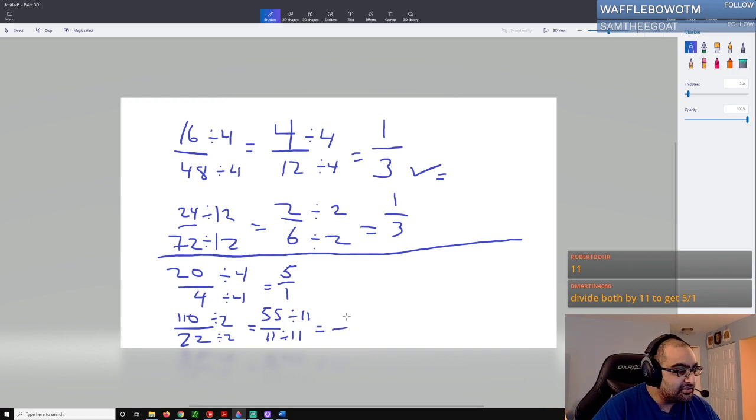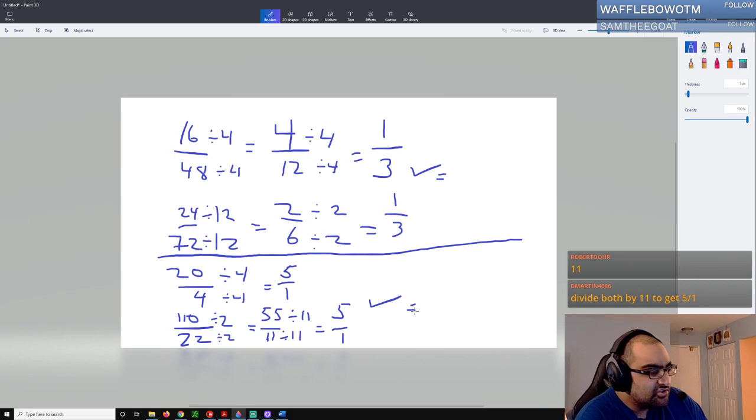Yep, that's correct. So we get 5 over 1. So once again, this checks out, and they are indeed equal to each other. So we did it in 2 steps that time, but that's okay. You can make this nice and easy. You have a lot of flexibility.